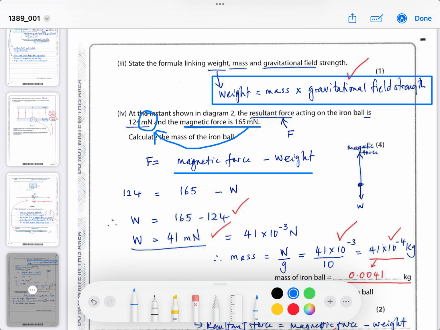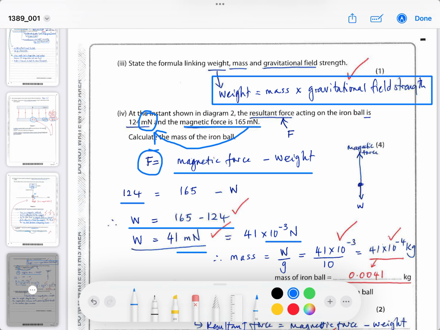So this is the resultant force, which is the magnetic force upwards, 165, minus the weight. Because you know the resultant force is 124 millinewtons, and you know the magnetic force is 165, you can work out what the weight must be, the difference between those two forces, which is this line here. And once you can do that, you get the mark. And remember, the units are in millinewtons. That means 10 to the minus 3 newtons.